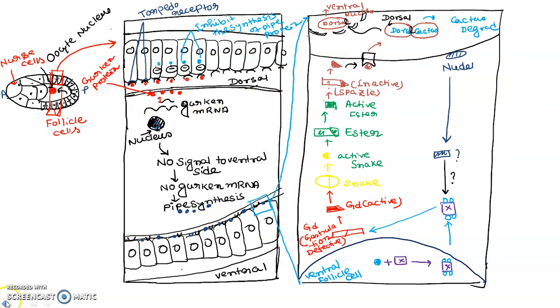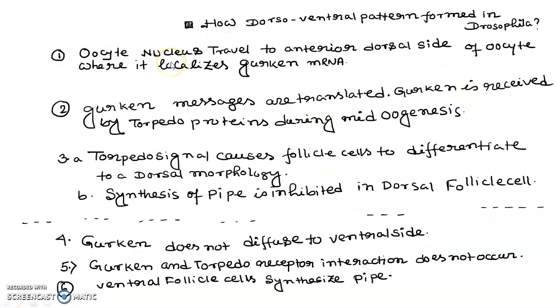Now you can see here the oocyte nucleus. The gurken messages are translated and gurken is received by the torpedo protein during mid-oogenesis. Torpedo signal causes follicle cells to differentiate to a dorsal morphology. That means if the torpedo-gurken receptor interaction occurs, this side becomes the dorsal side.